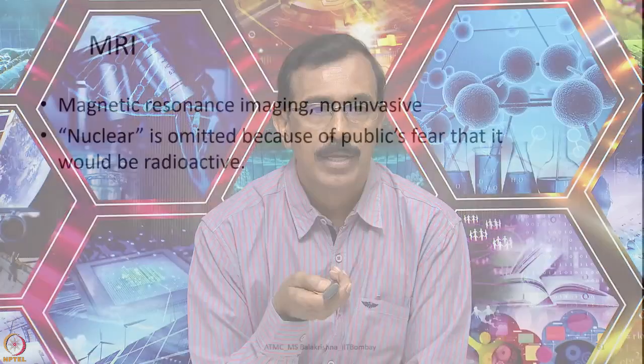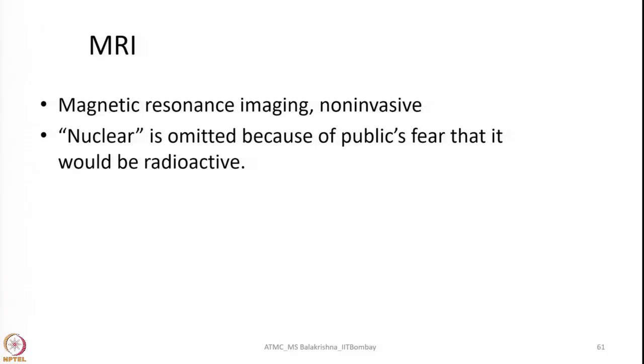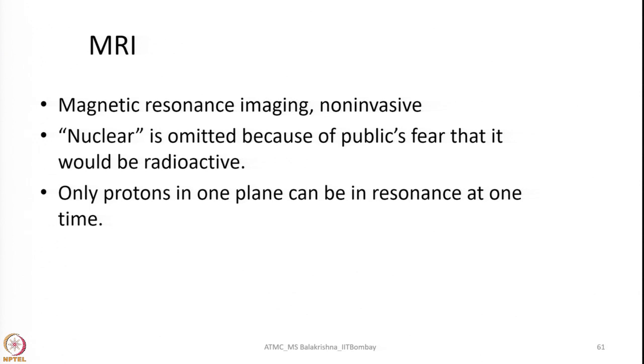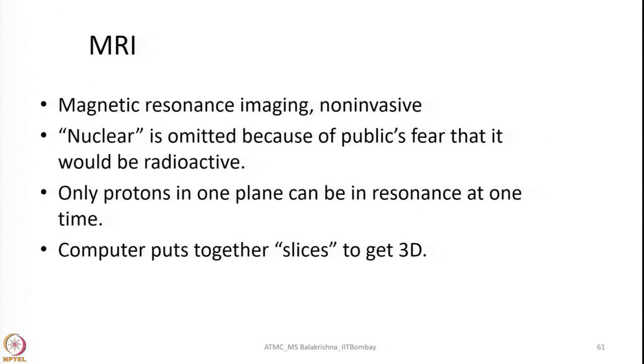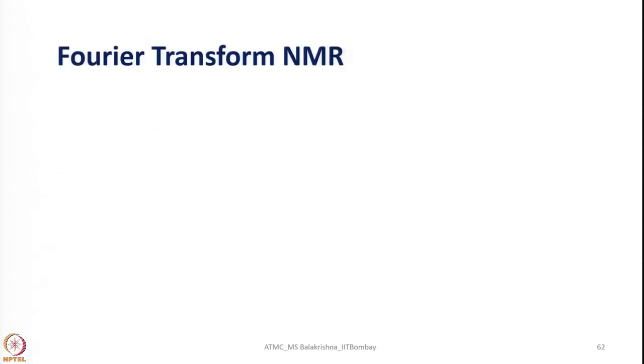Now MRI, magnetic resonance imaging. It should have been nuclear magnetic resonance imaging, but since the word nuclear is coming, people are worried that it may be radioactive. That is the reason the term nuclear is removed and it is simply called magnetic resonance imaging. In this case, only protons in one plane can be in resonance at one time, and the computer puts together slices to get 3D information, a 3D structure. Tumors are readily detected, and this is very important.